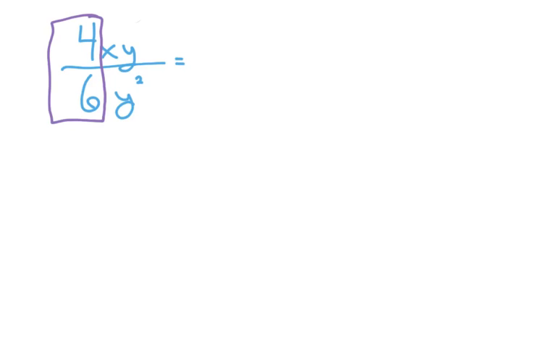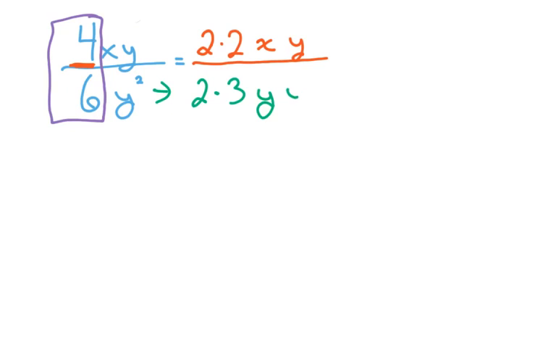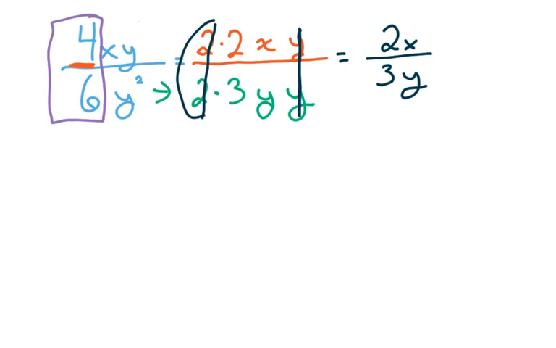So let me rewrite this equation as 2 times 2, which is 4. I'm going to break that down to the prime factorization. And I have 1x and 1y. In the denominator, I could say 6 is 2 times 3, my prime factorization. Y squared is y times y. Now, showing you this way, you can see what's easy to cancel out. So I can cancel out my 2's here, and I can cancel out one of the y's on top and bottom. So I'm left with 2x over 3y. So keep in mind, we're going to be looking for common factors that we can cancel out.